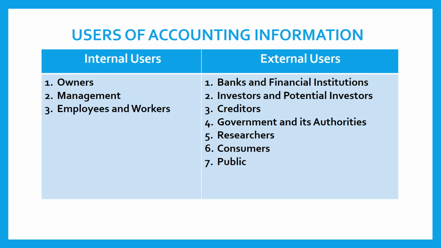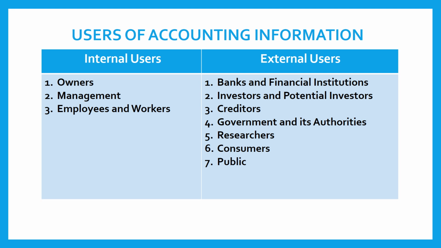And the next one, government and its authorities. Government is also interested in the accounting information because government levies different kinds of taxes on the business. Everybody knows income tax, everyone knows GST. So government wants to know whether the business organizations are assessing the correct tax which is due to the government or not, and whether they are making in-time payment of the tax or not. For such kinds of decisions, government is interested in the accounting information.